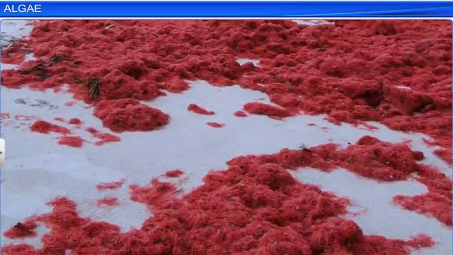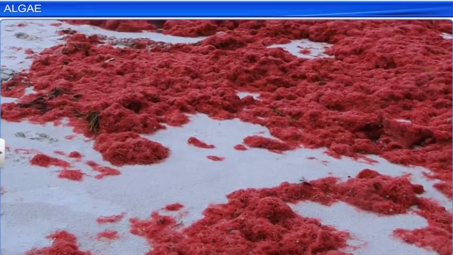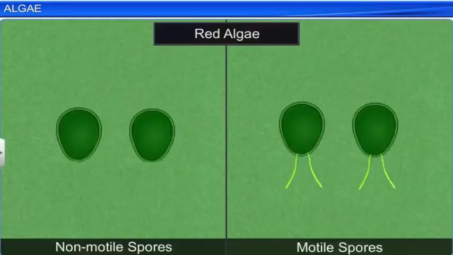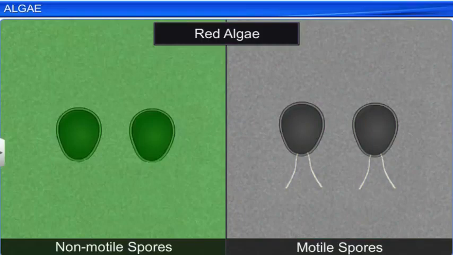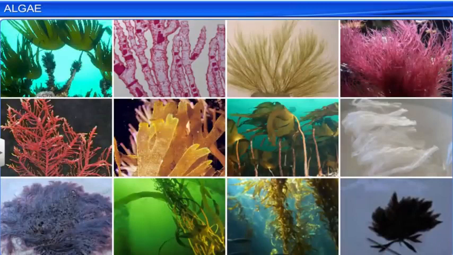Red algae are found in brackish and salt water, and mostly in warmer areas. Red algae reproduce vegetatively, asexually through non-motile spores, and sexually through motile spores. Thus we have seen that there are a variety of algae that thrive in the aquatic habitat.